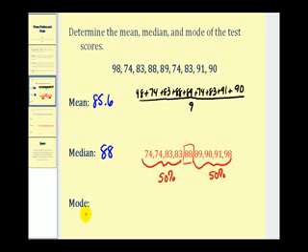And then lastly, the mode is the number or numbers that occur the most often. It's often helpful to determine the mode when the data is in order from least to greatest. There are 2 74s, 2 83s, and there's only one of all the other values. So there are 2 modes in this case, 74 and 83.